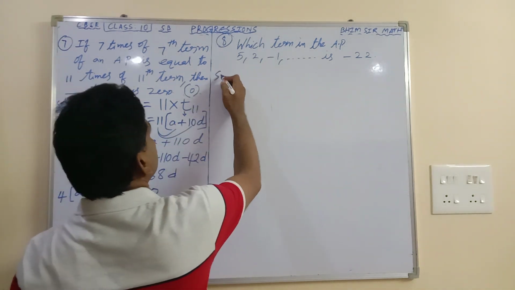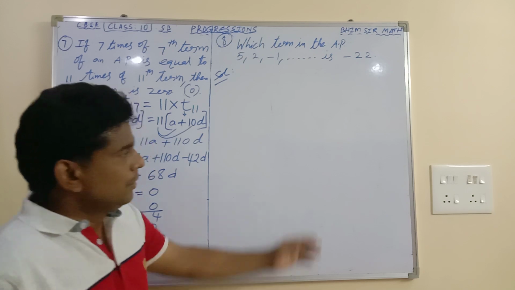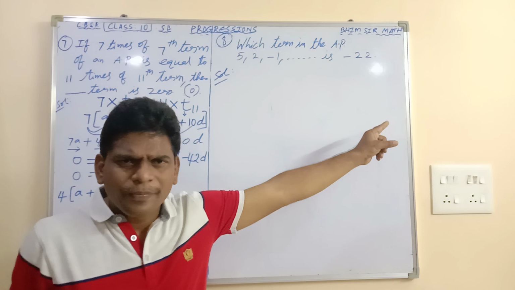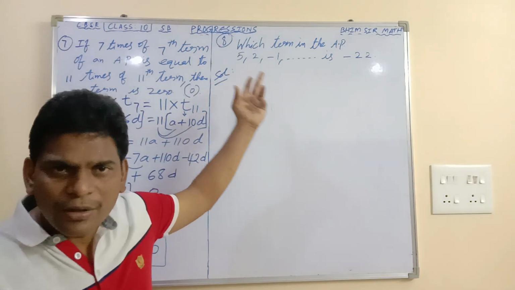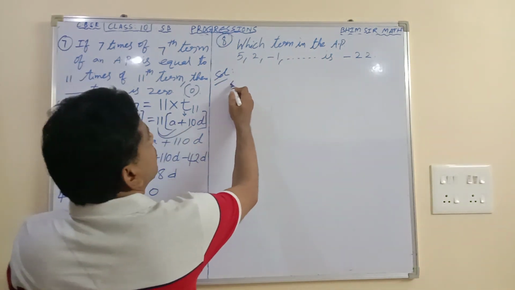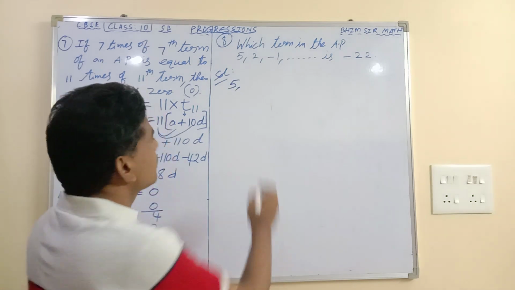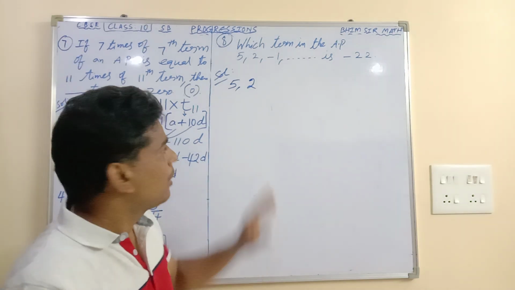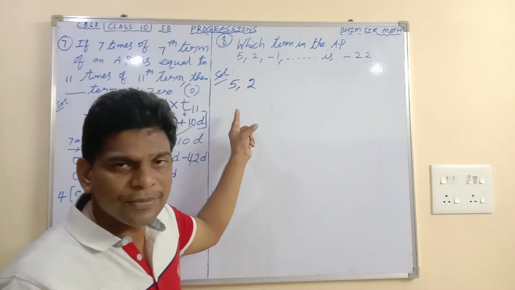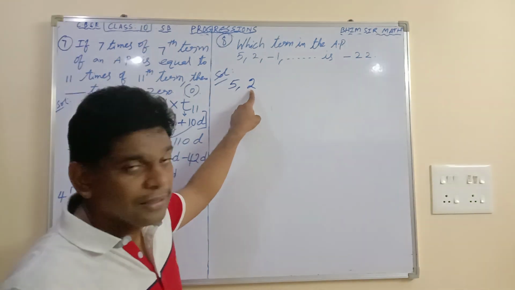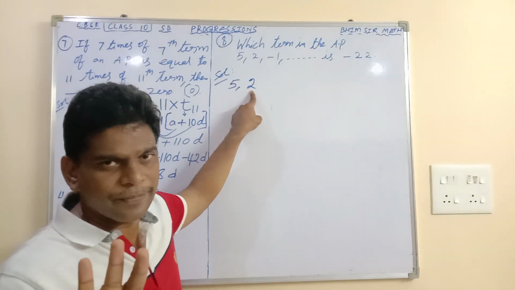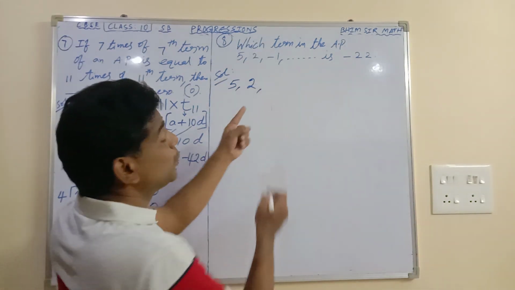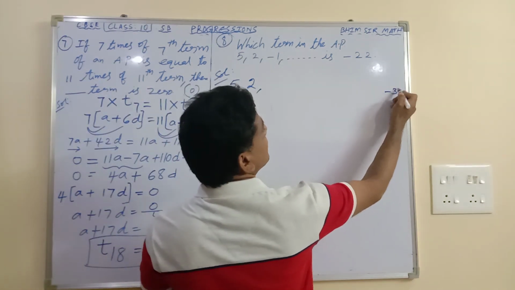Next question. Which term in the arithmetic progression 5, 2, minus 1, and so on is minus 22? What is this question? Very silly question. First term is 5. Second term is 2. How much is subtracted? How much decreased? If you observe, from the first to the second term it is decreased by 3. 5 minus 3 is only 2. So you will expect 2. It's a common difference of minus 3.